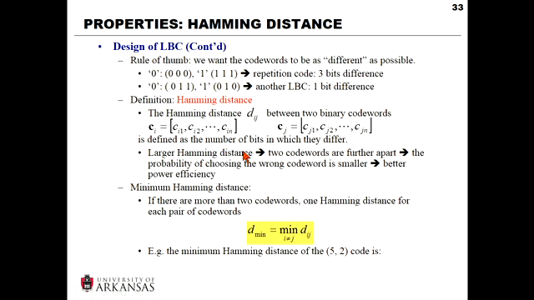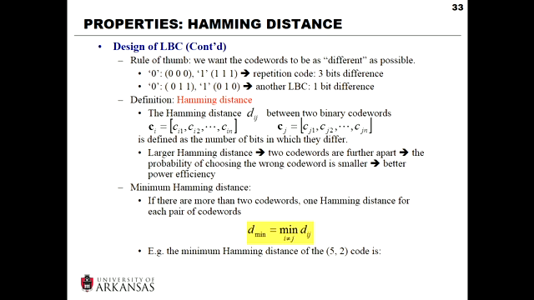The Hamming distance between two binary code words is defined as the number of bits in which they differ. A larger Hamming distance means two code words are further apart, so the probability of choosing the wrong code word is smaller, and it will give us better power efficiency. A smaller error probability means we can operate under a lower signal-to-noise ratio, which is better power efficiency.